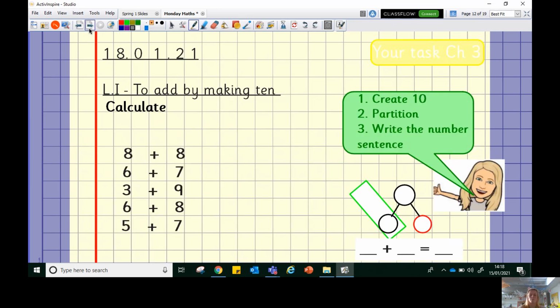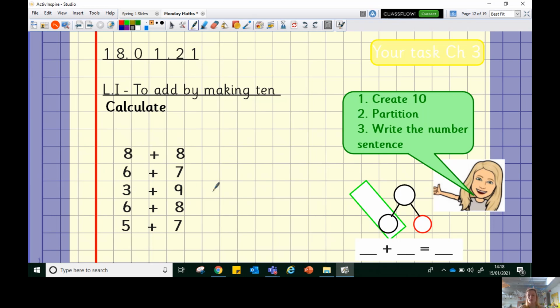Good job. Right. If you're giving me a double thumbs up for how confident you're feeling, here is your task for today. You have 5 questions. Now, I might have put the questions the wrong way around to see if you can partition the correct number, okay, to try and make 10. What would be easier to make 10? Would it be the 9 or the 3?